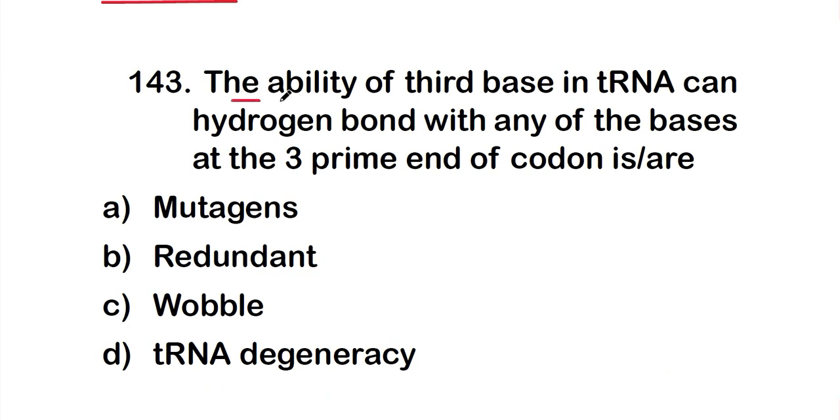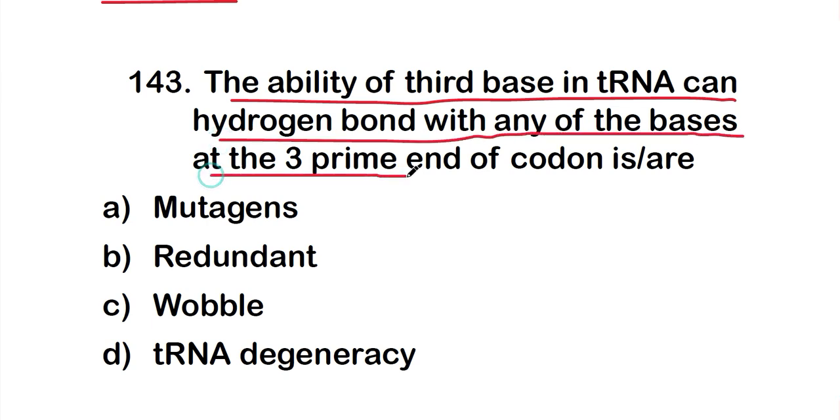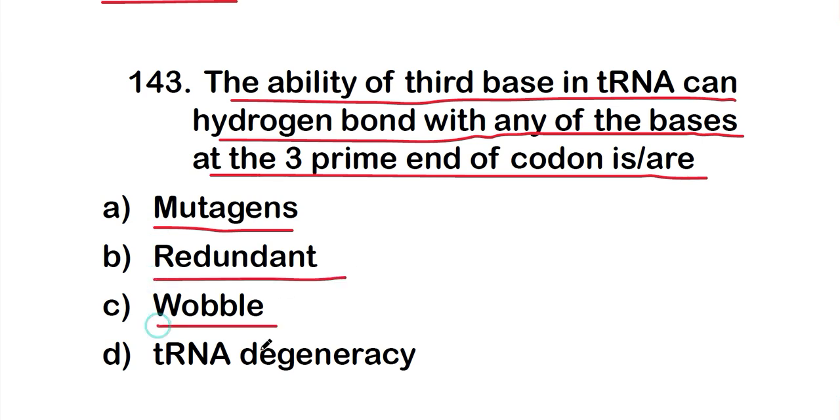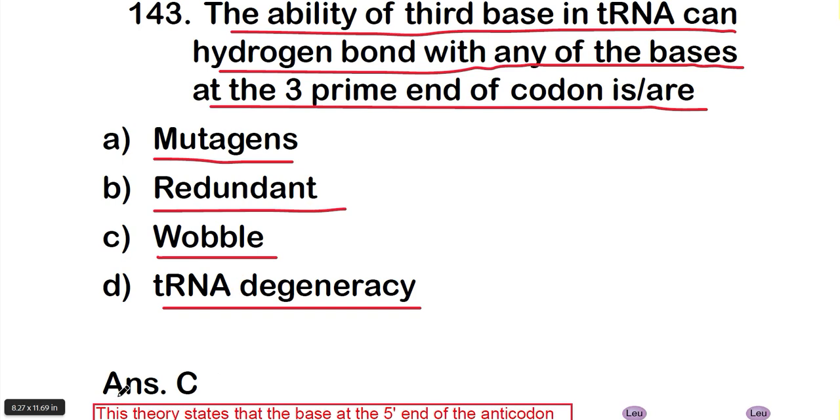Next, the ability of the third base in tRNA to hydrogen bond with any of the bases at the 3' end of the codon is known as: option A mutagens, option B redundant, option C wobble, option D tRNA degeneracy. And the right one is option C, that is wobble. So this is known as the wobble hypothesis.